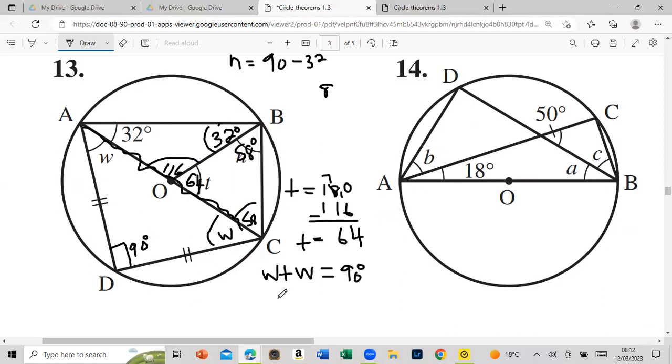Alright, so that means you have 2w equals 90 degrees. So that means w would be 45. So this is 45. They didn't ask us for this one. However, I'm just gonna put it in.